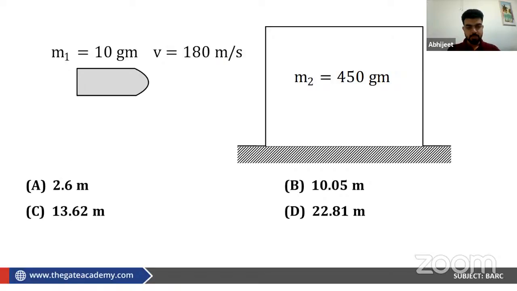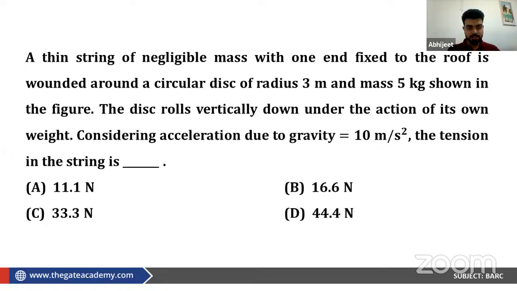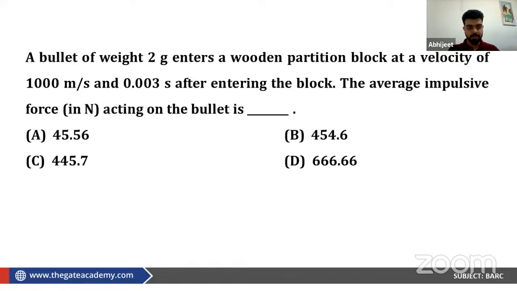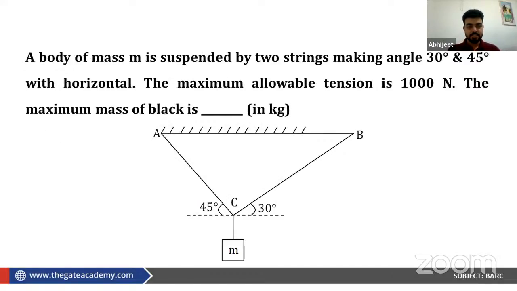The next is this third question, where they have given some scenario and the diagram is not given, so we have to visualize what they are actually giving us. The next is again where we have to find the average impact force, so the question is from the impulse part. The next question is of equilibrium, where the maximum allowable tension is 1000 Newton, and we have to find the maximum mass of the block.